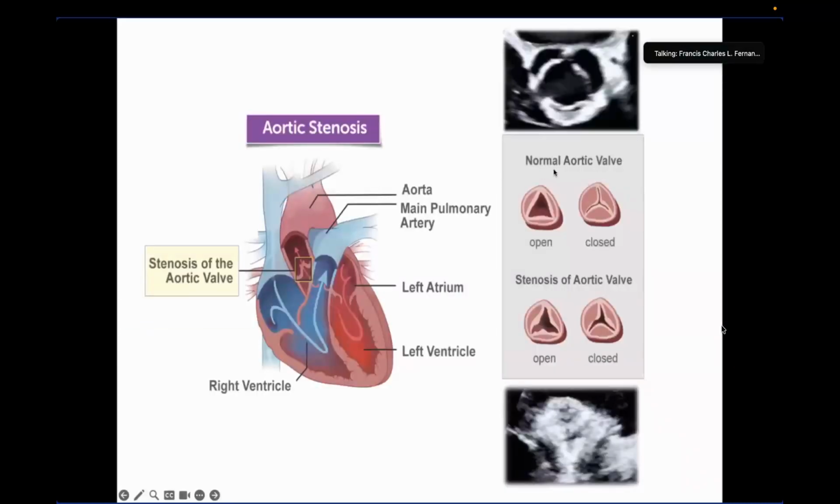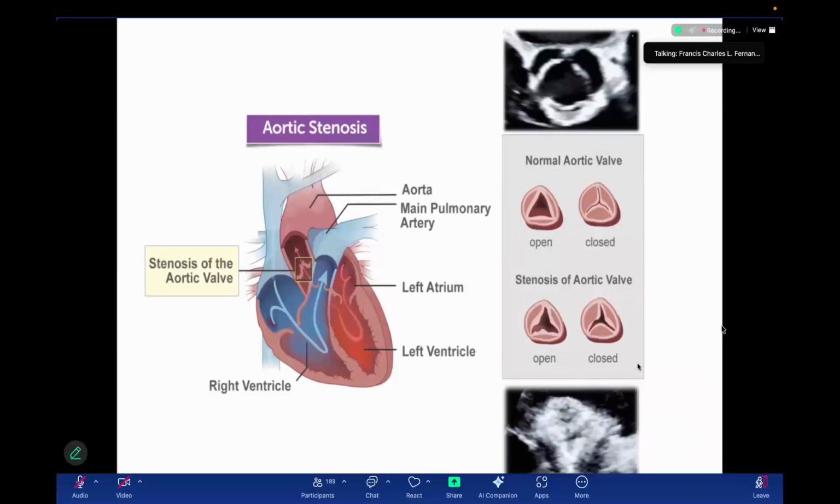So basically, you have the aortic position, the aortic valve. Look at the, I hope you see my cursor. No? Are you able to see it? Yes po, Doc. Okay, sige.